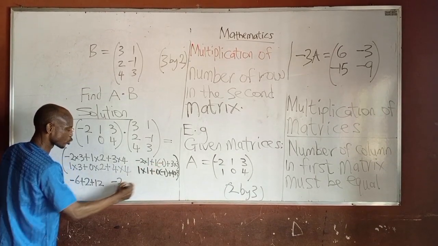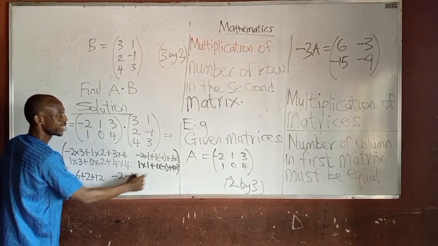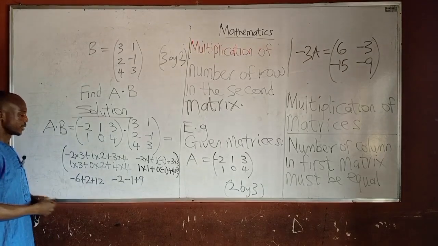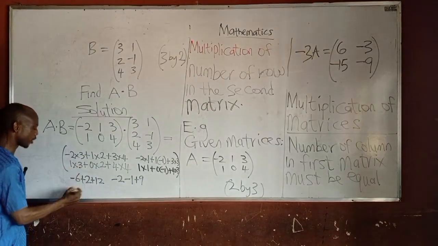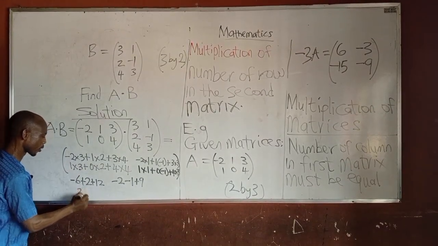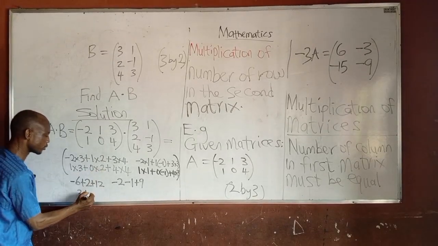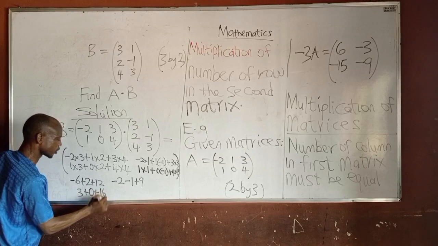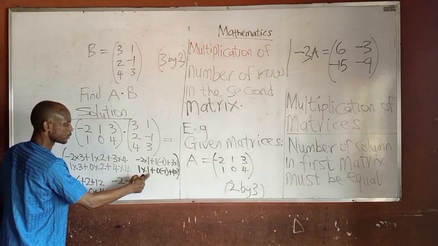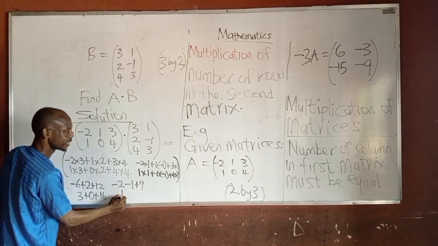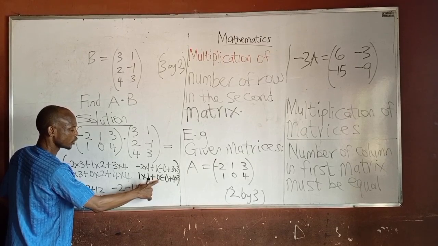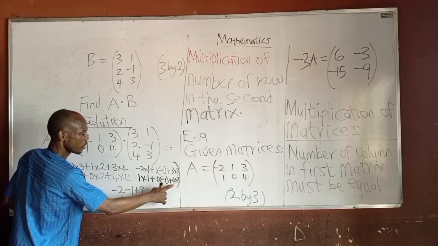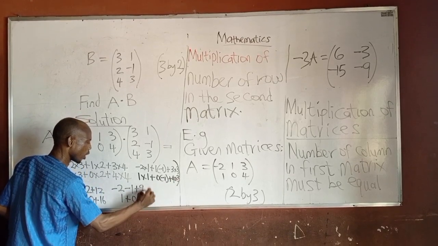1 times minus 1 gives us minus 1. And 3 times 3 gives us what? 9. Now let's come down. 1 times 3 gives us what? 3. Plus 0 times 2 gives us what? 0. Plus 4 times 4 gives us what? 16. 1 times 1 gives us what? 1. Plus 0 times 1 gives us what? 0. Plus 4 times 3 gives us what? 12.